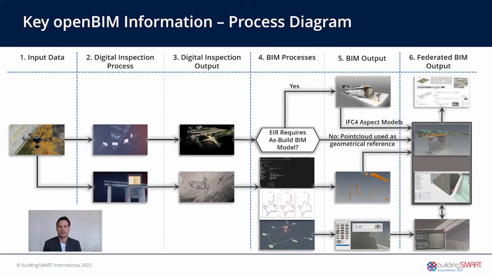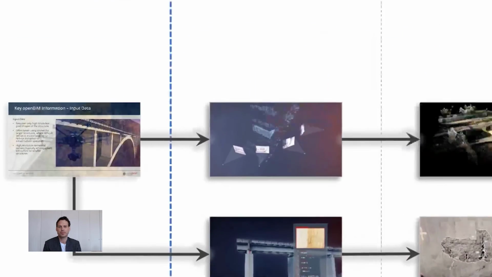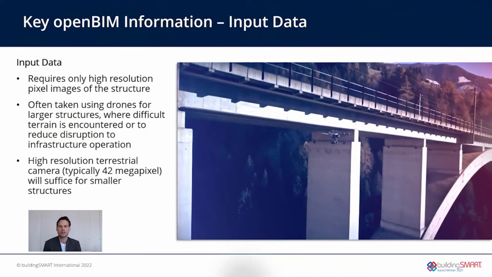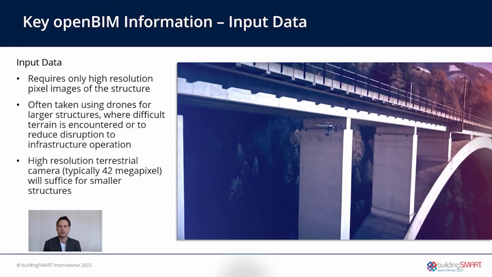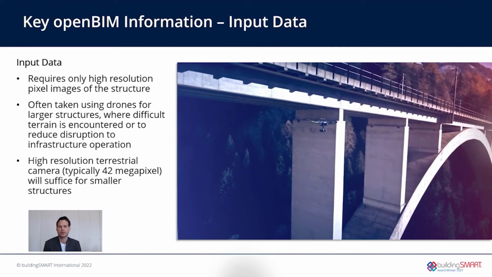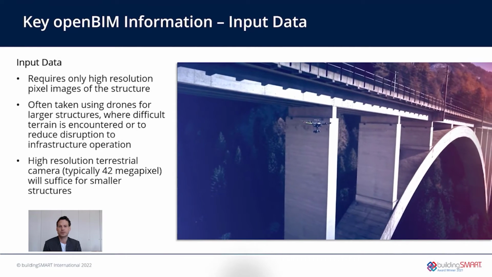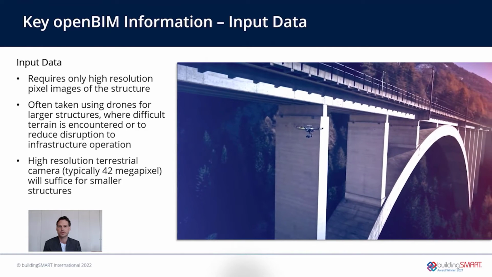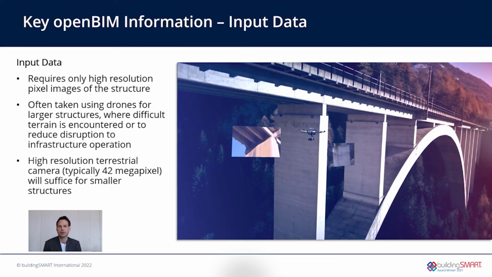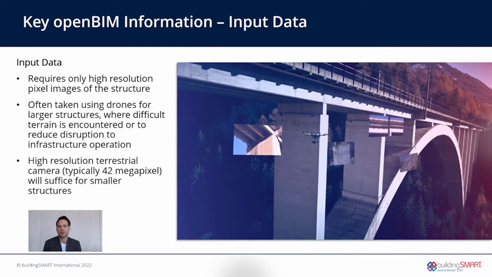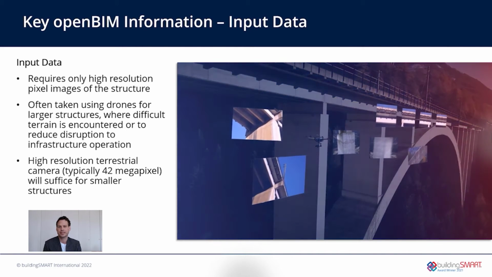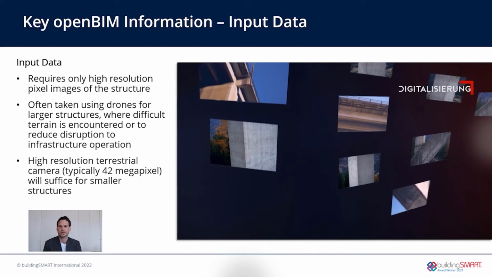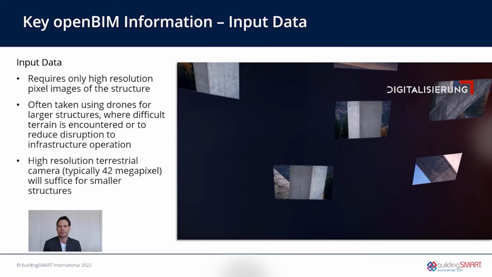So beginning with the input data, the reason we decided to name our project Pixel to Pset is because as an input, all we require to begin the process is really only high-resolution pixel images of a structure. Such images are often taken using drones for larger structures where we encounter difficult terrain or in order to reduce or eliminate disruption to road or rail operation, as well as to reduce the costs associated with scaffolding and setting up platforms on site. The use of drones also helps avoid any risks associated with abseiling and working at height.